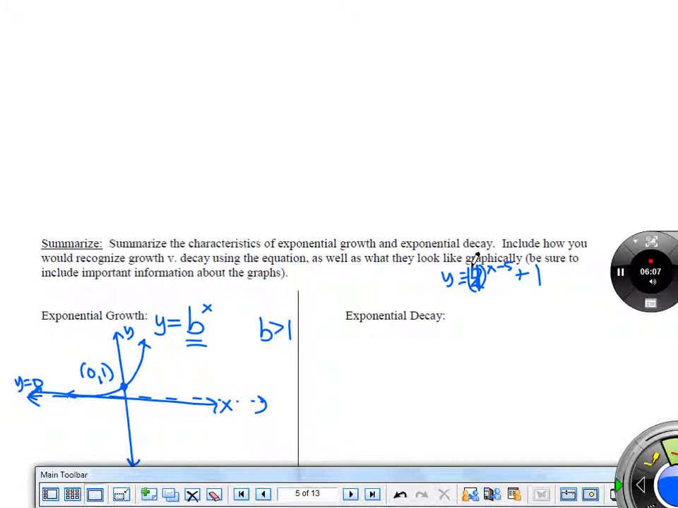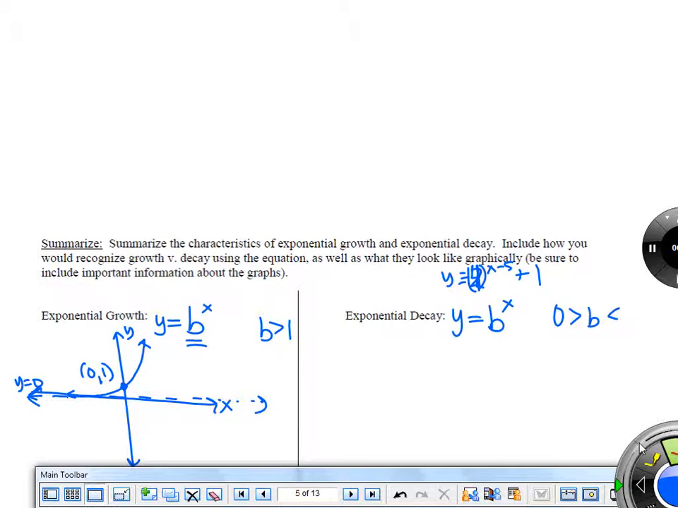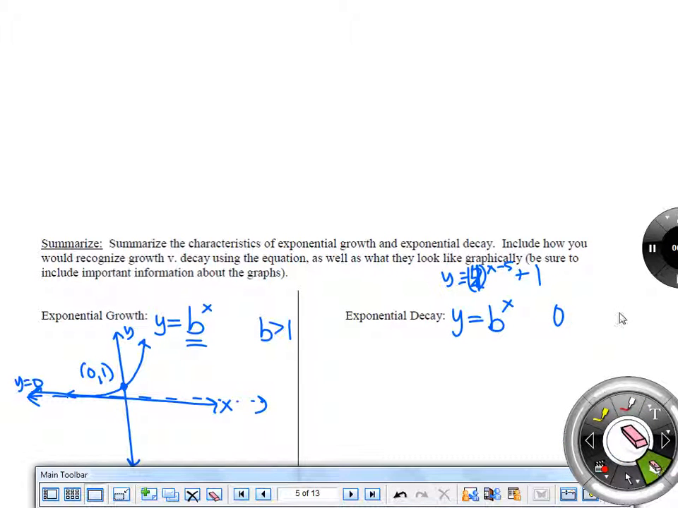Okay? All right, so exponential decay, the formula or equation looks the same. It's still a base raised to a power. But what's true about the base in the function if we're going to have it be decay? Jonah? Base must be less than 1 or greater than 0. Good. Greater than 0, but less than 1. Oh, I didn't write it right. I'm having issues today. Greater than 0, but less than 1.